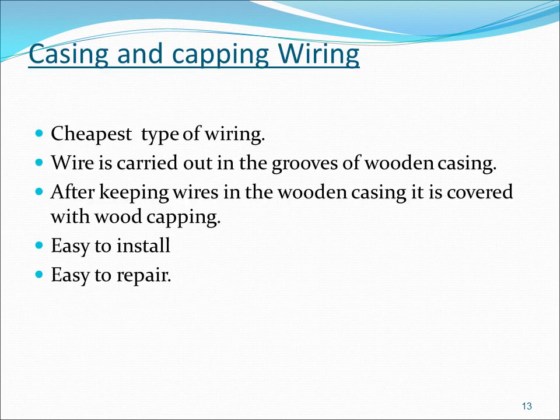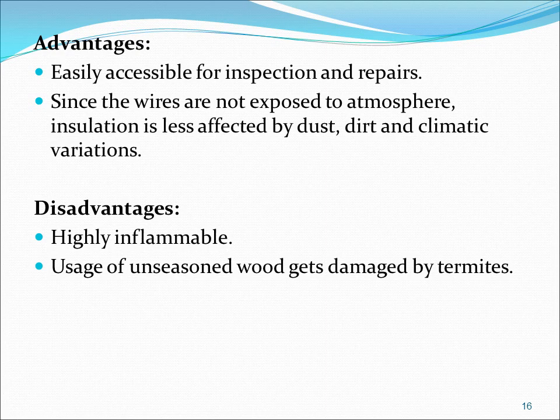So here it is a casing and capping type of wiring. Wire is carried out in the grooves of a wooden casing. After keeping wires in the wooden casing, it is covered with the wood capping. Easy to install and repair, easily accessible, but wires are not exposed to the atmosphere. Insulation is less affected by dust, dirt and climate variation. But the disadvantage is it is highly inflammable, because the wood material used for casing and capping is highly inflammable, and wood gets damaged by termites. So this is casing and capping.